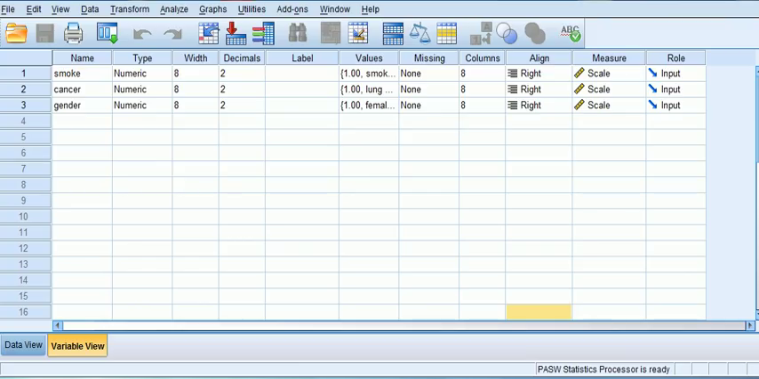In this video, I'm going to give you a gentle introduction to crosstabs, otherwise known as cross-tabulation, otherwise known as the chi-square test.